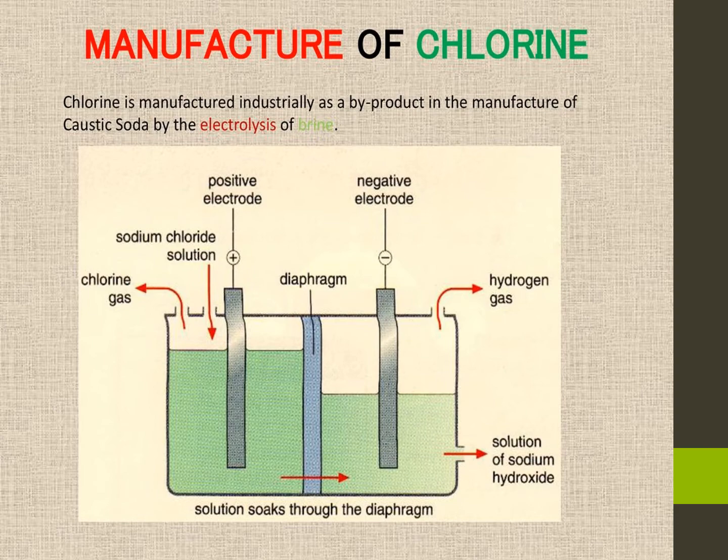Okay. Further, the Deacon process also takes place. In this process, a mixture of air with hydrochloric acid is passed into a chamber that contains stones soaked in cuprous chloride. Okay, so in this method also chlorine is extracted.